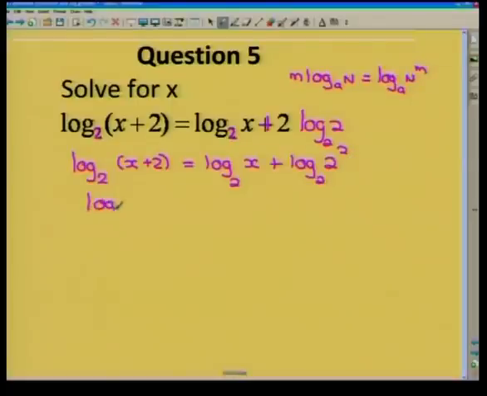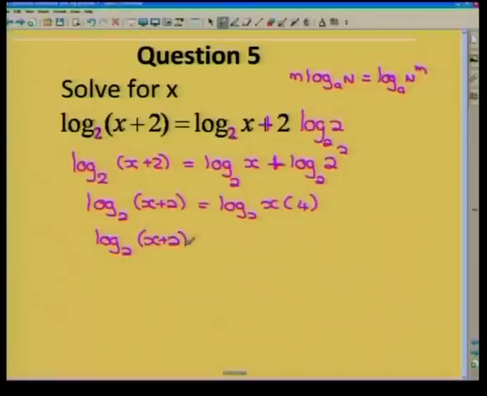So this now becomes log to the base 2 of x plus 2 equals log to the base 2, and now the adding means multiplying, so it's x times that thing, which happens to be 4. So now I have log to the base 2 of x plus 2 equals log to the base 2 of 4x. Right, now at this stage we have an equal sign.